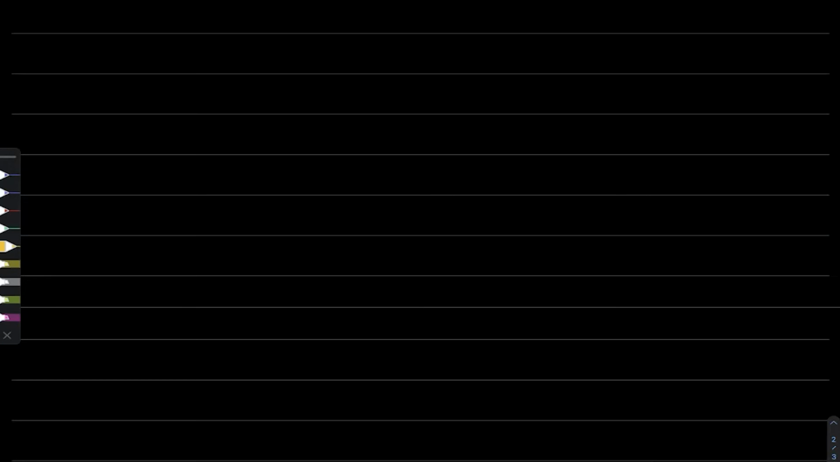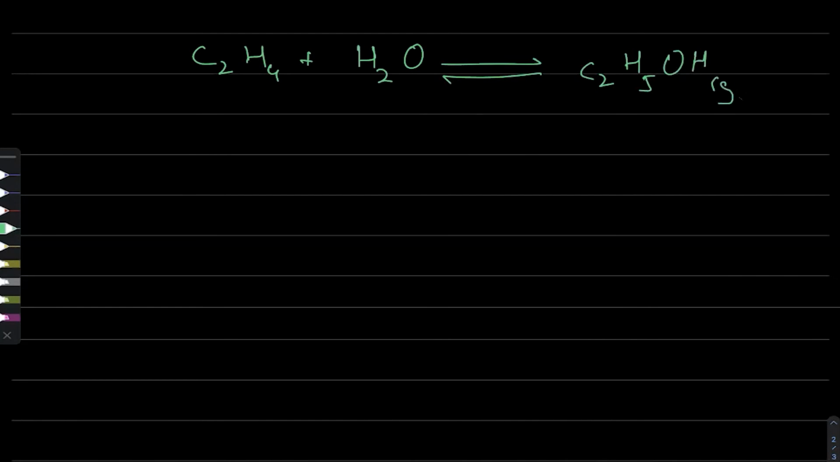Okay, so here's a quick question. I have a reaction, we are making ethanol. We have ethene, and I'm adding water to it at high temperature. So this is steam now, and I'm getting C2H5OH. This is gas, this is gas, this is gas. If I add more ethene, what happens to equilibrium?